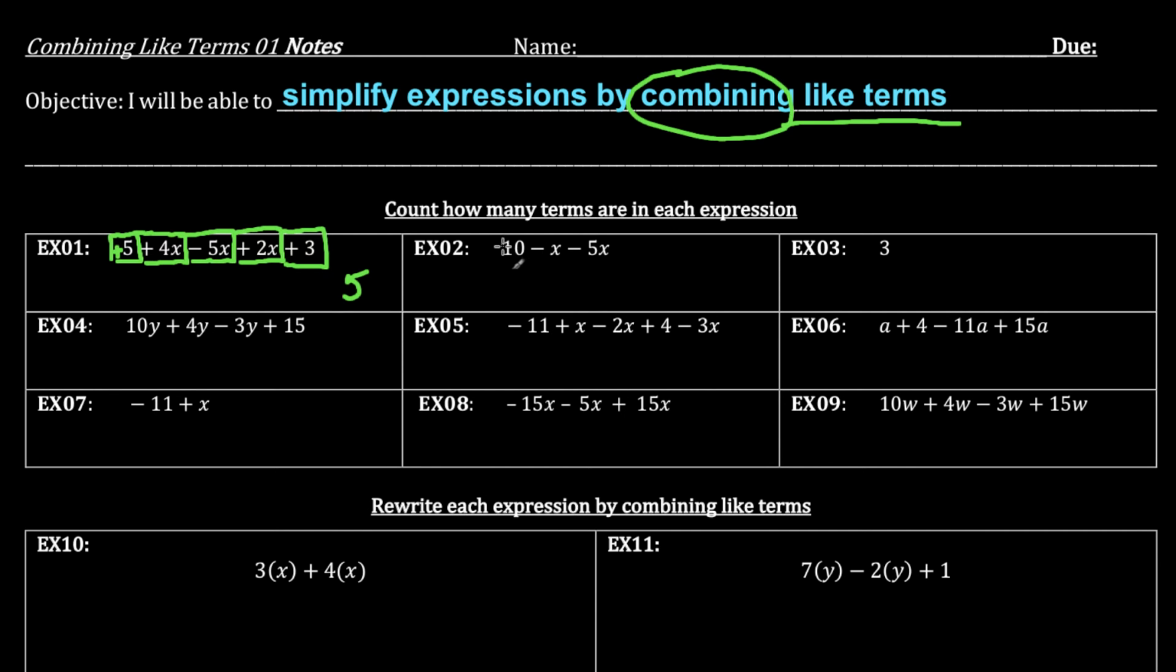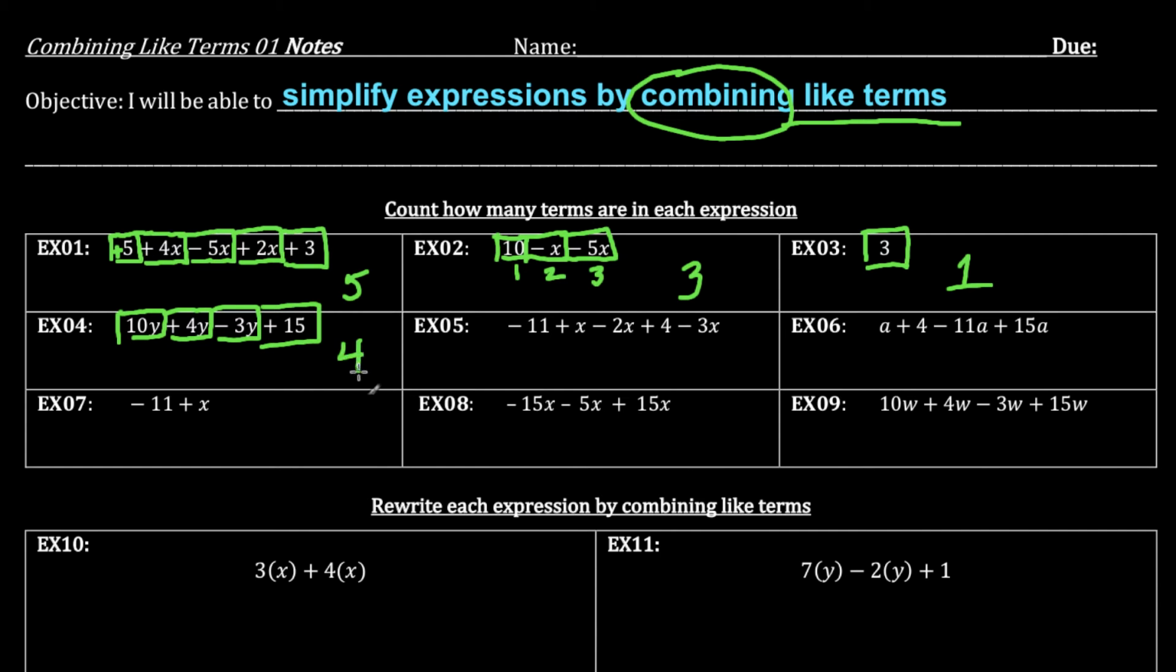So example number 2, we start off with the 10. We take away x, and we take away 5x. We have 1, 2, 3 terms. Our second term is minus x. Our third term is minus 5x. In example 3, we only have a 3. So that is one term. So 10y plus 4y minus 3y plus 15 are 4 terms.